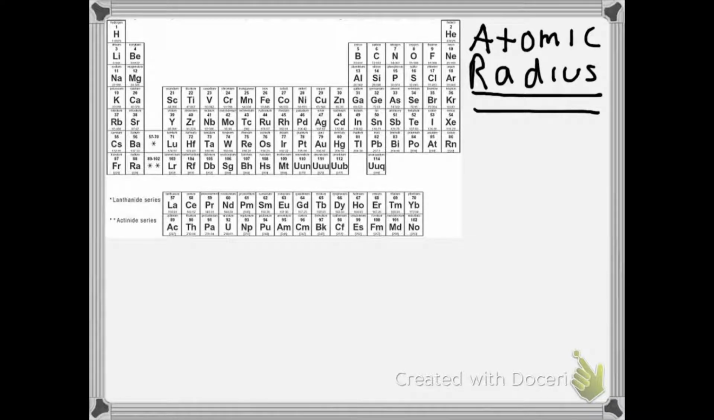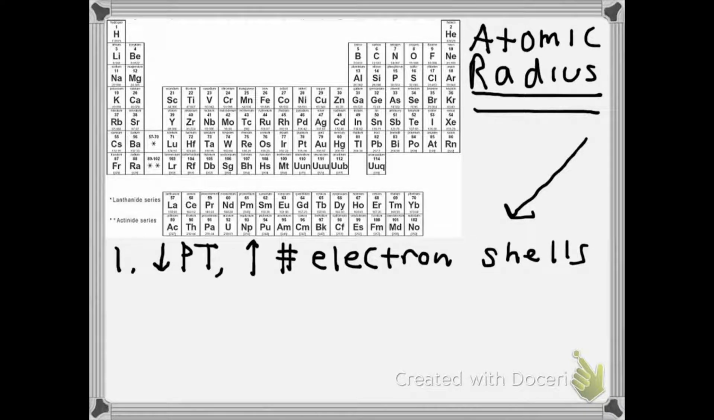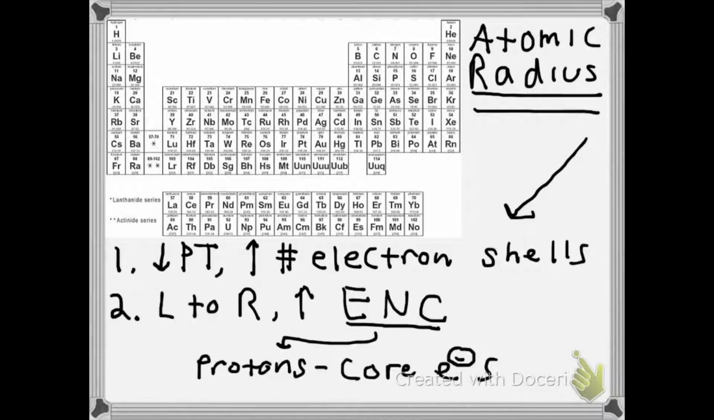The first trend I'm going to be going over is atomic radius. As you move down and to the left, your atomic radius increases in size. First, as you move down the periodic table, you increase the number of electron shells. The second thing affecting the size of the atomic radius is what we like to call the effective nuclear charge. And as you go left to right, you actually increase the effective nuclear charge, which is just the number of protons you have minus your core electrons.